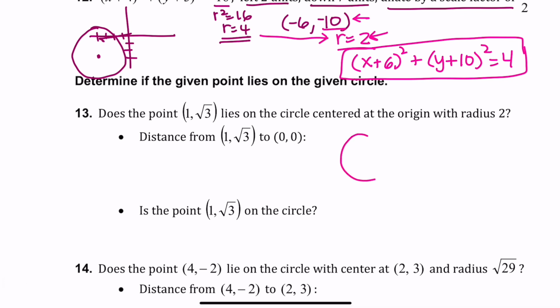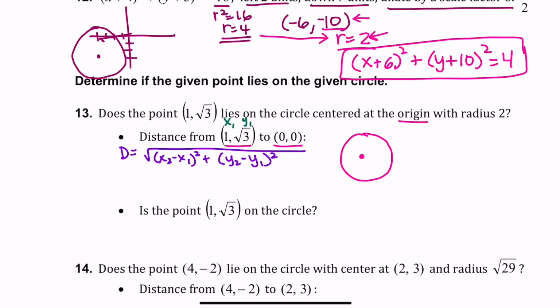We have a circle. We have 0, 0 as the center. The origin is the point 0, 0. We want to know the distance between these 2 points. So we're going to go ahead and write the distance formula. We're going to label these points as x1, y1, x2, y2. We're going to have the square root of x2, which is 0, minus x1, which is 1, squared, plus y2, which is 0, minus y1, which is the square root of 3, squared.